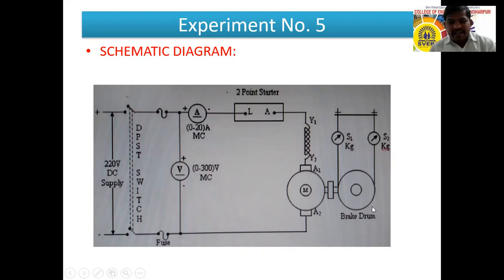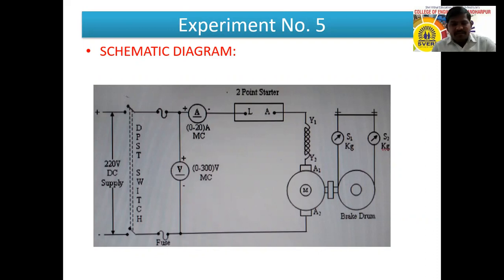And here the mechanical loading arrangement is done. We are applying the mechanical load, in kg, आपण mechanical load apply करणार. This load can be applied by varying this wheel, which is a pony brake arrangement, and the readings S1 and S2, the spring balance readings, are shown here, showing how much force is applied to the pulley. We have already conducted one load test of a DC shunt motor.